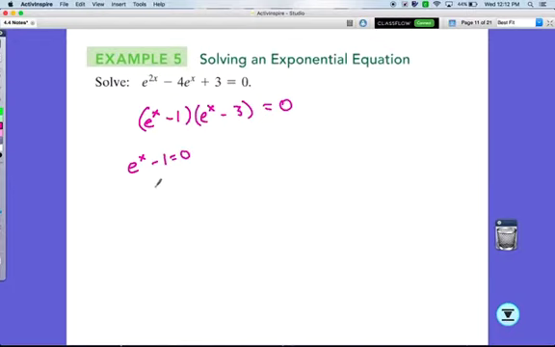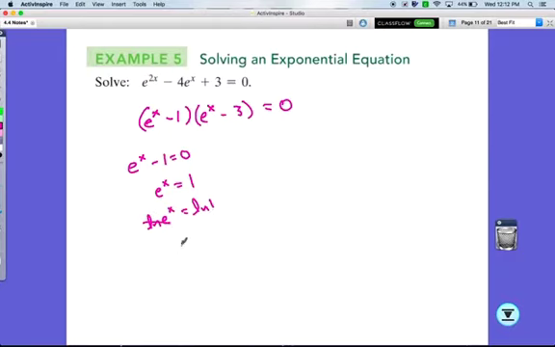So if you do that, you get e to the x minus 1 is 0. Then we'll isolate the exponential. And then you can take the natural log of both sides. Natural log of e to the x is equal to the natural log of 1.